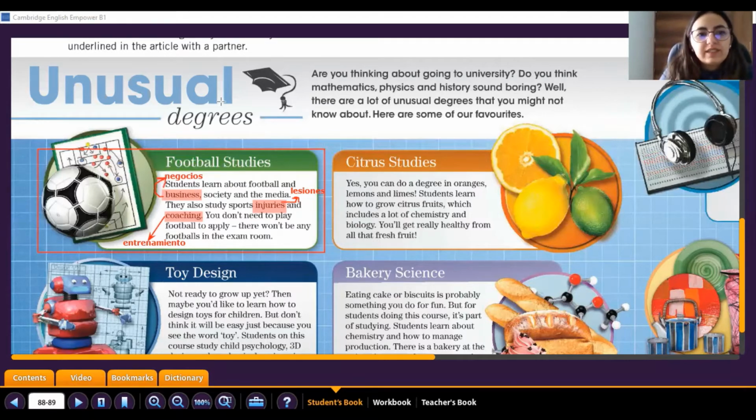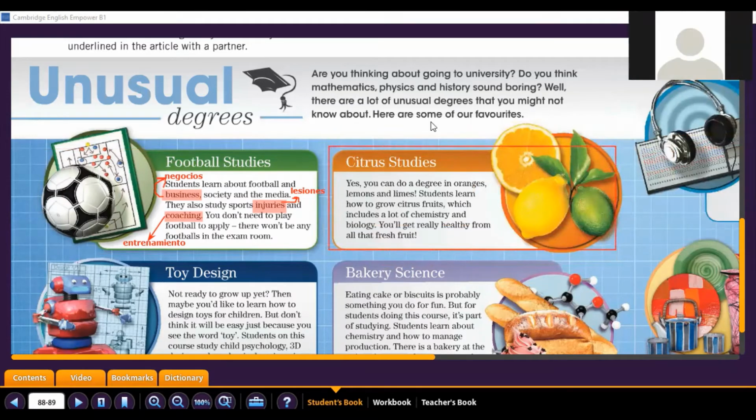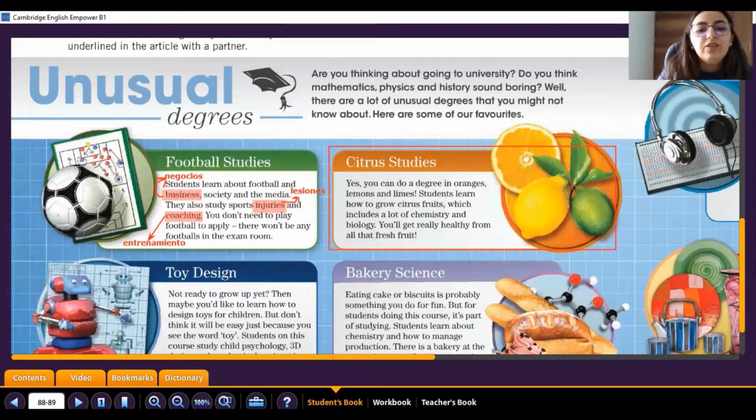Let's continue with the next. Thank you, guys. So let's see, Elvis, can you help me with these citrus studies, please? Okay, teacher. Citrus studies. Yes, you can do a degree in oranges, lemons, and limes. Students learn how to grow citrus fruits, which includes a lot of chemistry and biology. You will get really healthy from all that fresh fruit. Thank you. So you can do a degree in oranges, lemons, and limes.